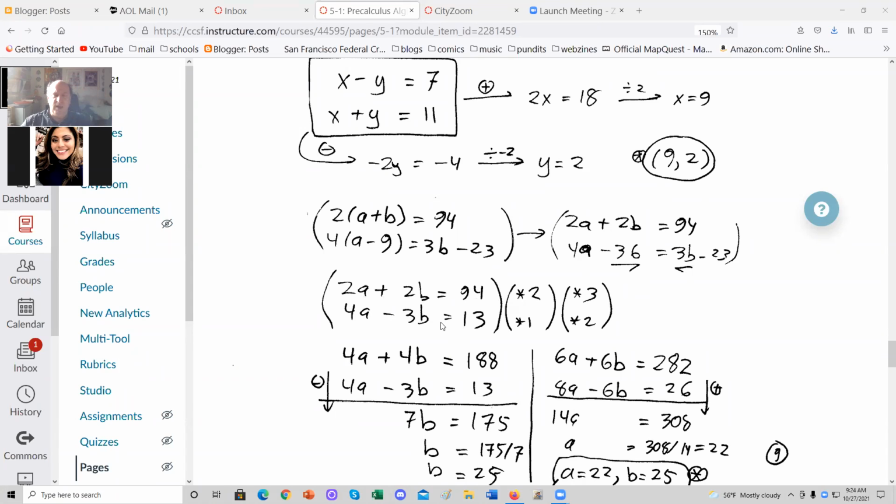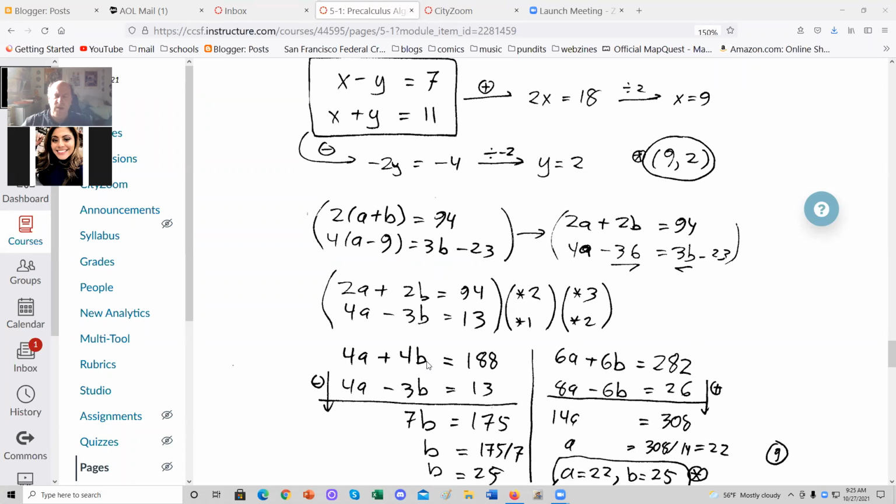Okay, let's see now. You have a 2 and a 4. We could even them out by multiplying by 2 and by 1. If you do that, this times the 2 gets you 4a plus 4b equals 188. This times the 1 is 4a minus 3b equals 13. So the a's are lined up, so you can eliminate them by subtracting. Subtract this equation minus this equation.